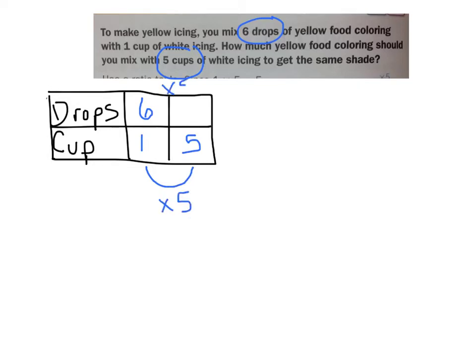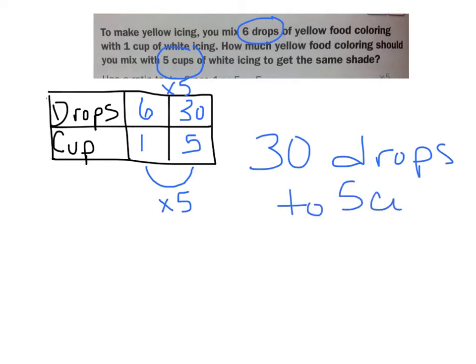So if I do the same at the top, I can fill in my chart, and the answer would be 30. 30 what? 30 drops, because it is a story problem. And even though I'm considering it as a ratio, the answer to my problem would be 30 drops of food coloring to 5 cups of icing.